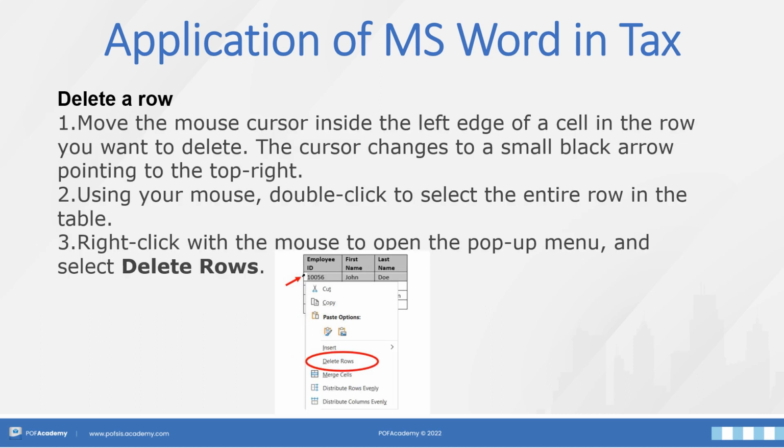So next, if you want to delete a row, first move the mouse cursor inside the left edge of the cell in the row you want to delete. The cursor changes to a small black arrow pointed to the top right. Then second, using your mouse, double-click to select the entire row in the table. Then third, right-click with the mouse to open the pop-up menu and select Delete Rows.